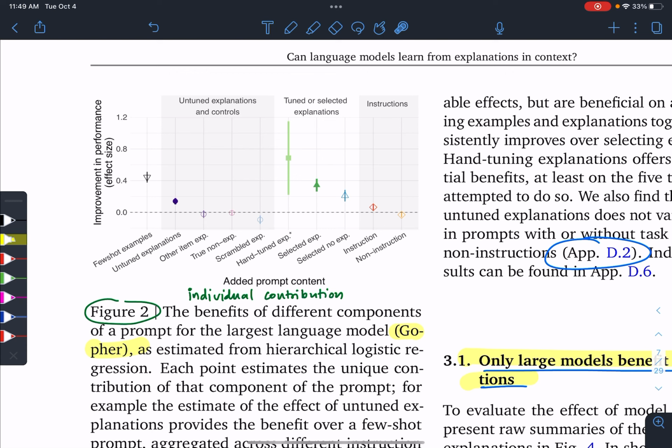This paper is about in-context learning and what role explanation plays in that. So the question this paper asks is, can language models learn from explanation in context? So let's go to the setup.